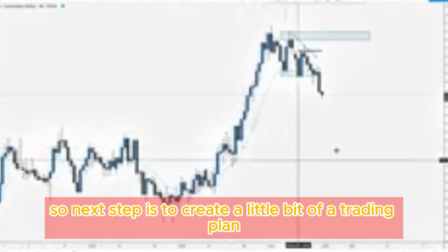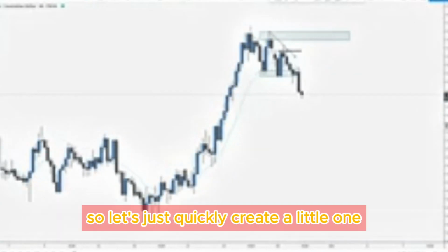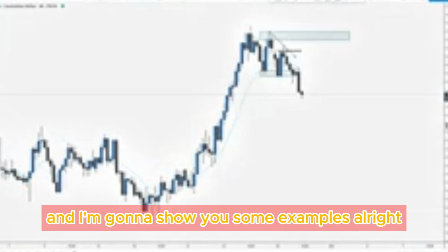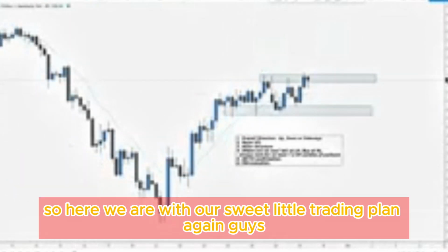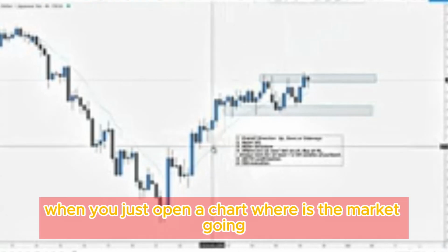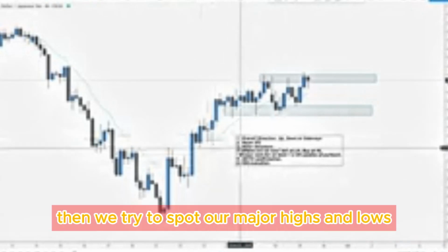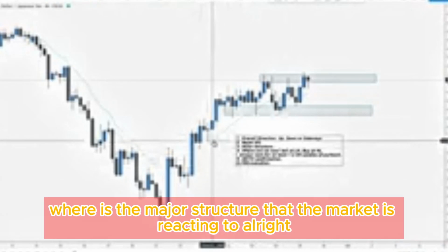Alright? So, next step is to create a little bit of a trading plan. So let's just quickly create a little one, and then I'm gonna show you some examples. Alright, so here we are with our sweet little trading plan. Again, guys, we start with the overall direction. When you just open a chart, where is the market going? Is it up, down, or sideways? Then we try to spot our major highs and lows. Where is the major structure that the market is reacting to?